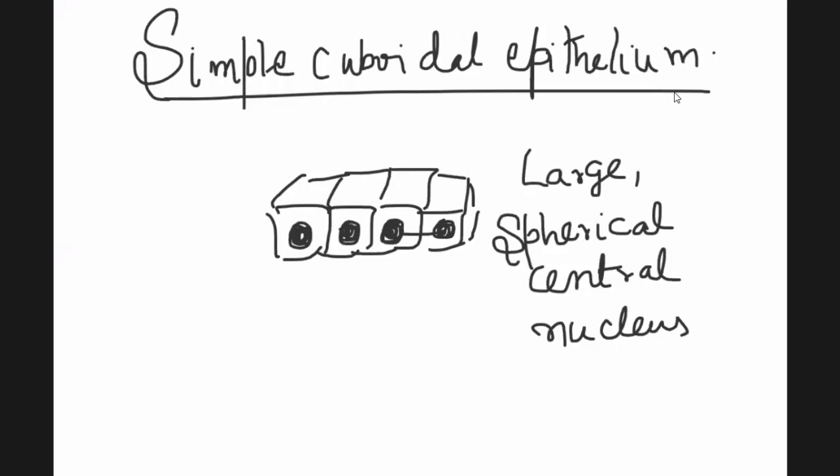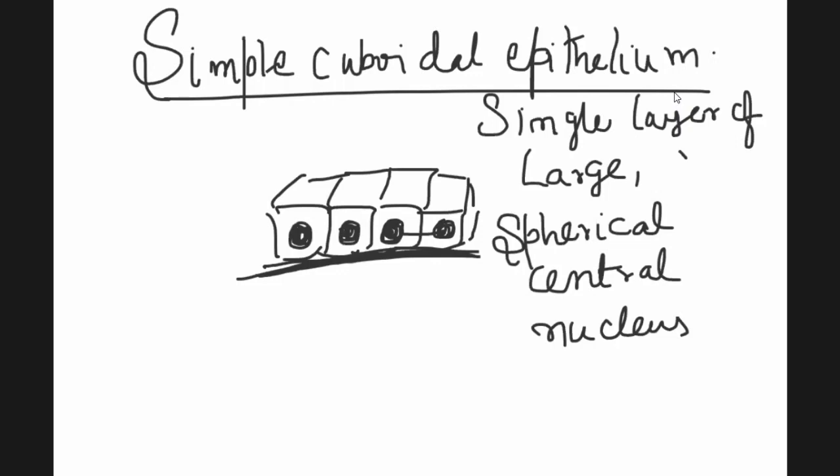So a single layer of cuboidal cells will be seen on the basement membrane. Simple cuboidal epithelium has a single layer of cube-like cells, or cuboidal cells. Eidos means form.